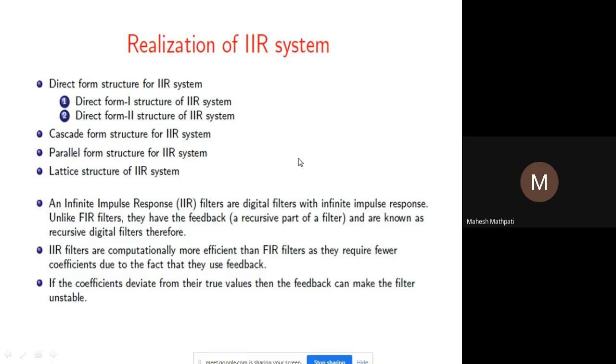Okay? And what else is the difference? IIR is a pole-zero transfer function system, and FIR is only a zero system. So these are the comparisons between FIR and IIR filters.